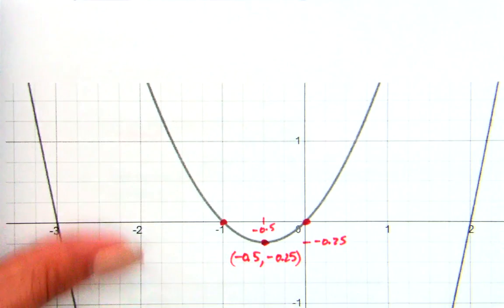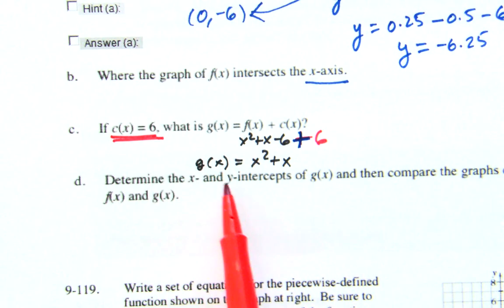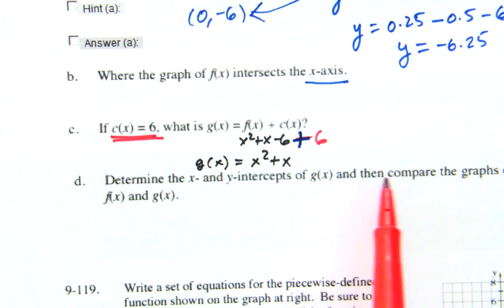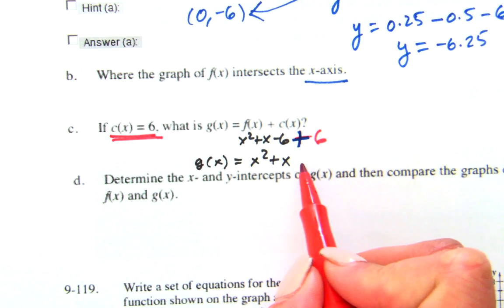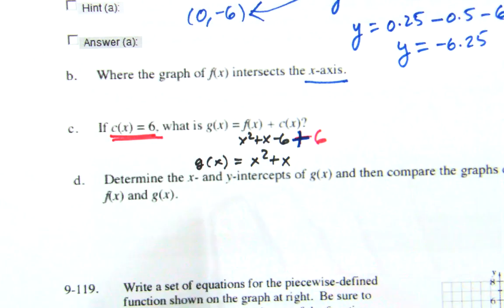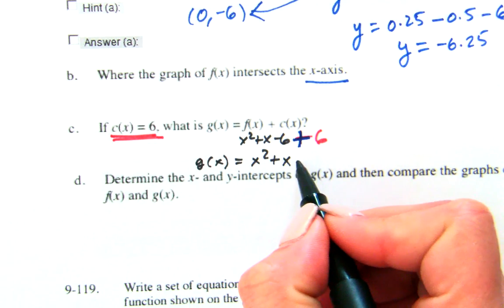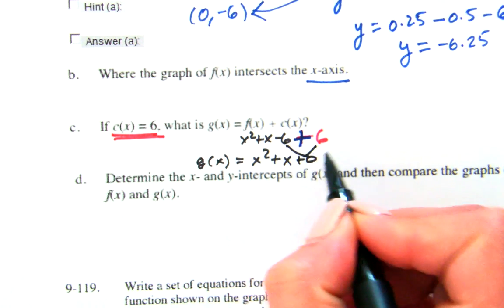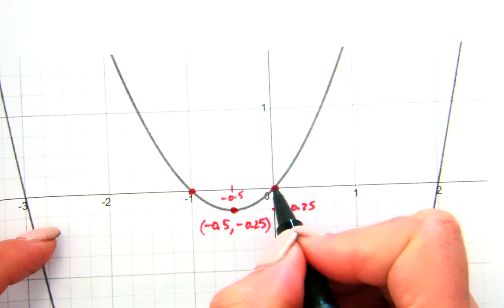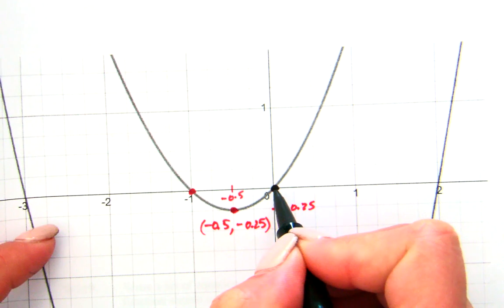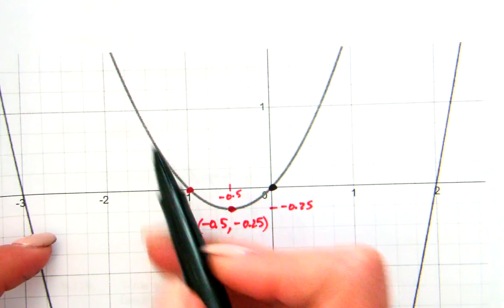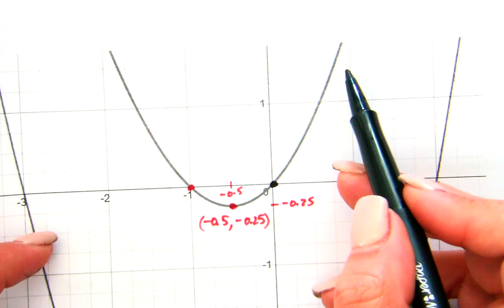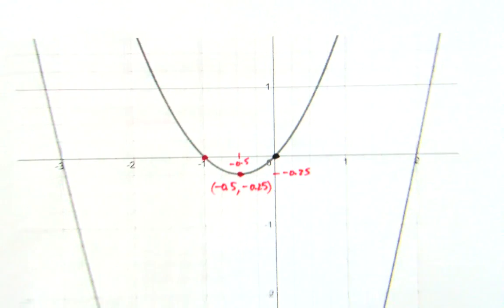Now, it did say determine the x-intercepts and the y-intercepts of g of x, then compare the graph of f of x and g of x. So it actually doesn't have, I lied. It does have a y-intercept, but it's really at 0 because it's just plus 0 because that kind of went away. So your x-intercept at 0 is also your y-intercept at 0. So this is the function, all right? And it came from this one.